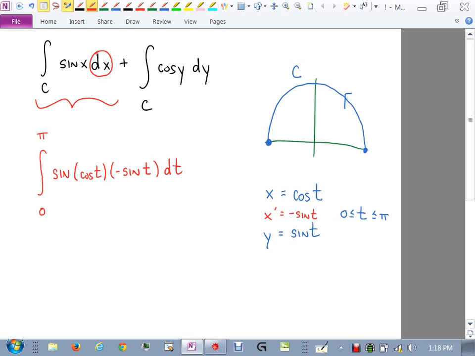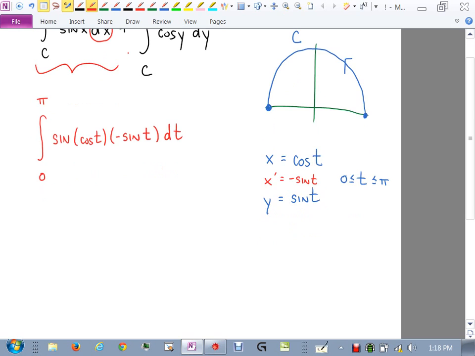Shall we go ahead and compute that? And we'll come back and do the other one in a second. Let me take the negative completely out. We have 0 to pi sine. Oh, you know what? Let's leave the negative there. Sine cosine t negative sine t dt.